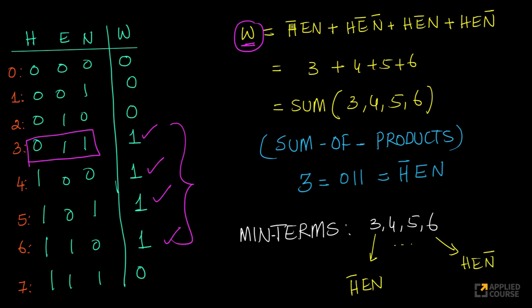E is 1, so you keep E as is. And N is 1, so you keep N as is. So when will this be 1? Look at this. When will this be 1? If H is 0, if E is 1, and N is 1.